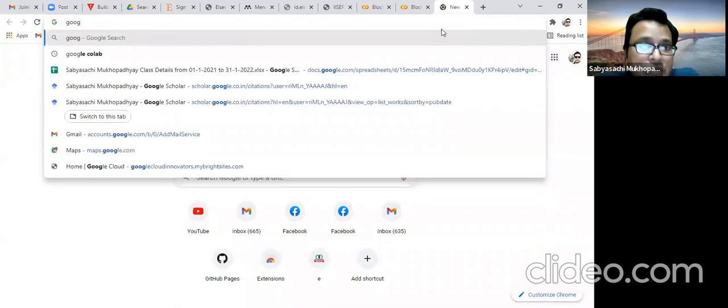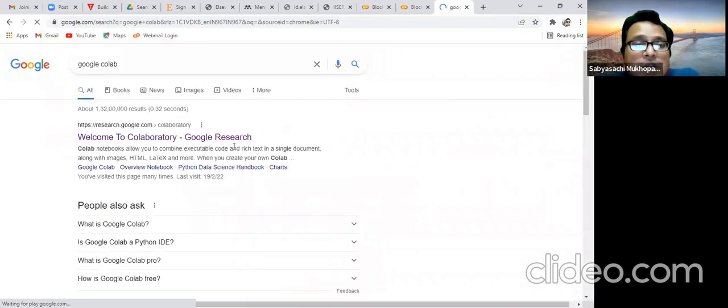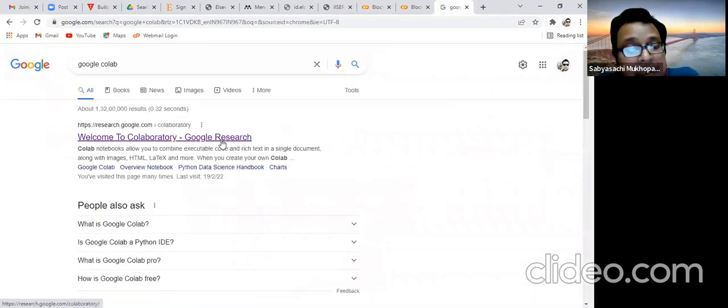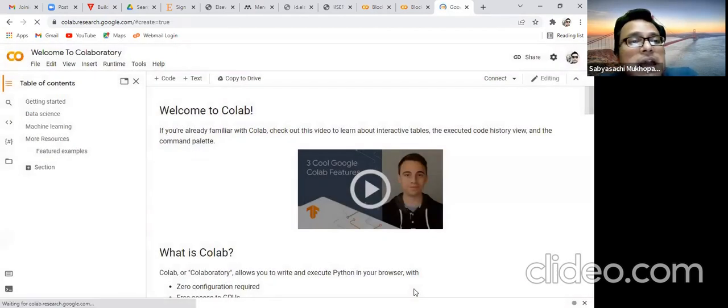Just search Google Colab. Once you have searched it, you will see Google Colaboratory appear. Click on it and go there. Click on the new notebook section. Here you see the blue button that has been given, New Notebook. Just click on it, and a new notebook will appear.